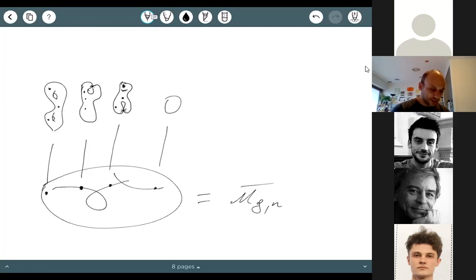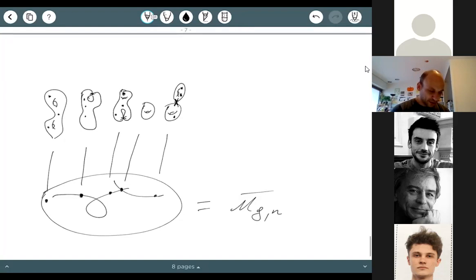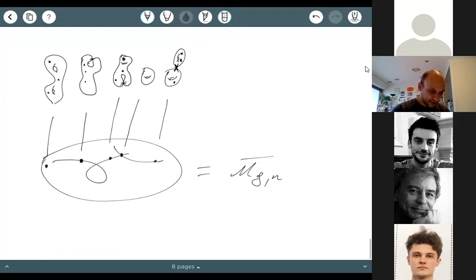And this is another type of node. The first example was with non-separating nodes, but here you have separating nodes that split the curve into two components. And so on. And then there are even deeper strata where the curve has two nodes, like, yeah. Something like that.